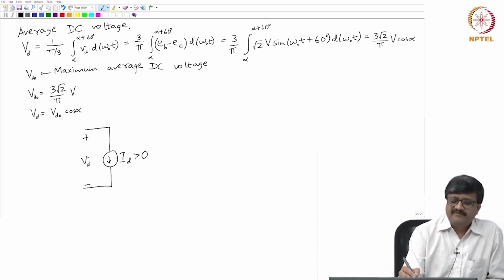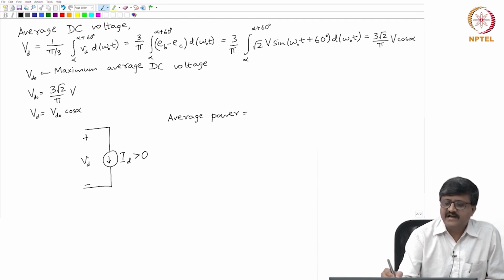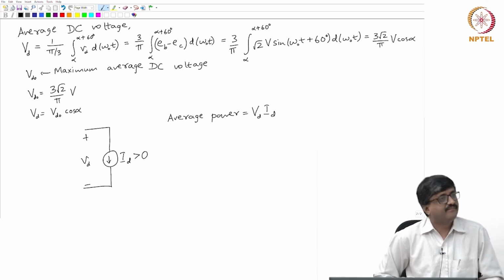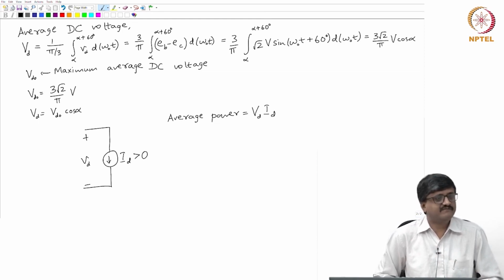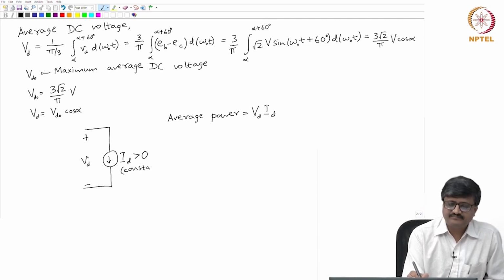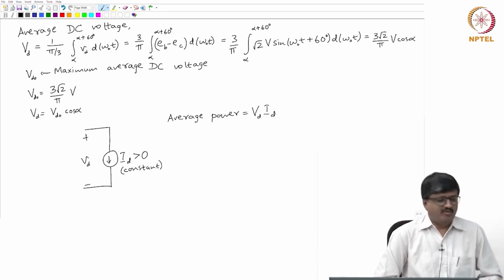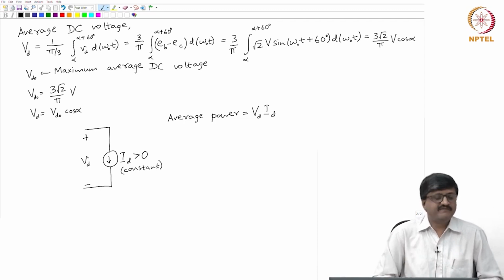So, if I look at the average power, what is average power? It is nothing but the average voltage into the current. That is the average power. Current is anyhow constant, current is a constant value. Please note this ID is constant, that is our assumption. Okay. So, if average power has to be positive, then what should be the value of alpha?